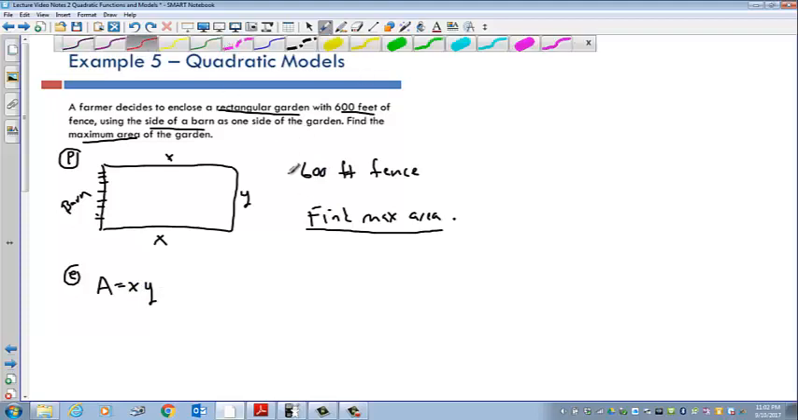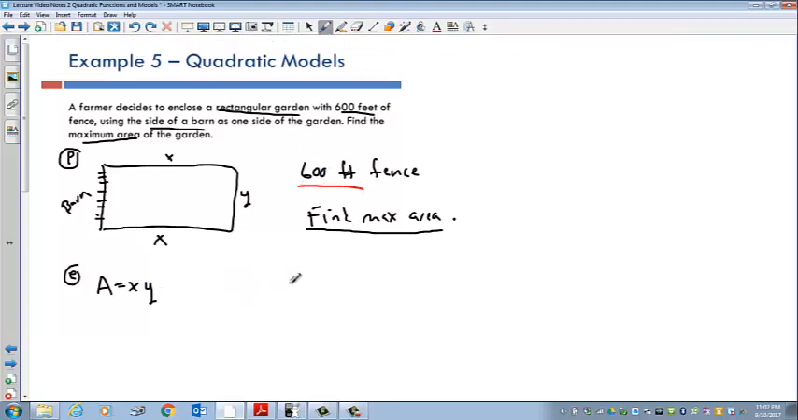So this number here, 600 feet, is the amount of fence I have. So I can write down 600. I can express it in terms of x's and y's. So you have 1x, 2x, and 1y. So 2 x's plus a y. Remember, x and y stand for x feet and y feet. So you have x feet plus y feet plus x feet should be equal to 600 feet. You can solve this for y by taking away 2x from both sides. And so what do we have? We have 600 minus 2x is equal to y.